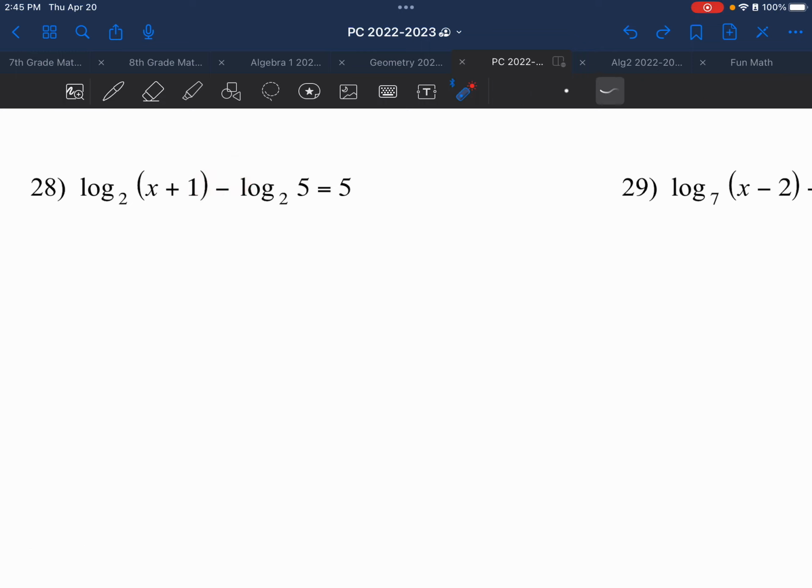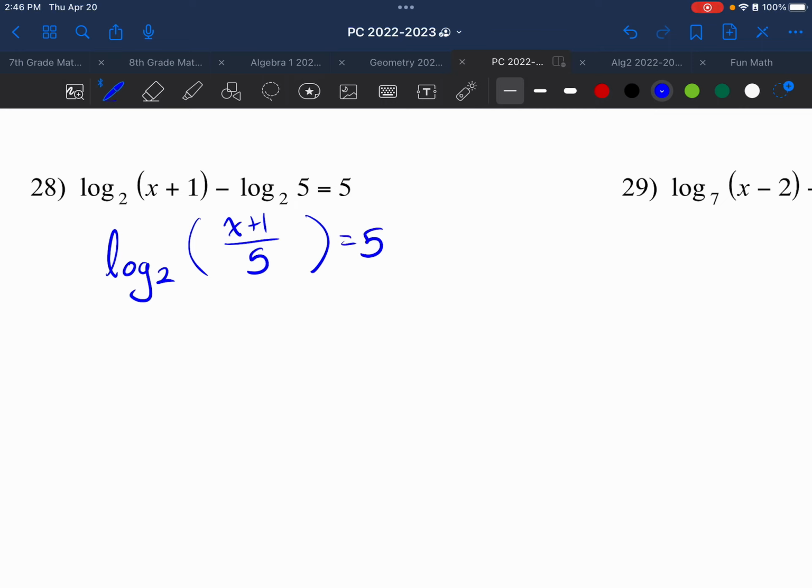A plus sign means you would multiply the insides, which means you'd probably have to distribute the 5 into these. But we are doing division, again, 3 times. This is probably a bad practice quiz. I might fix that in future years. This is going to be log base 2, and then on the insides, they're not being subtracted, they're being divided. I have x plus 1 divided by 5, and that's going to be equal to 5.